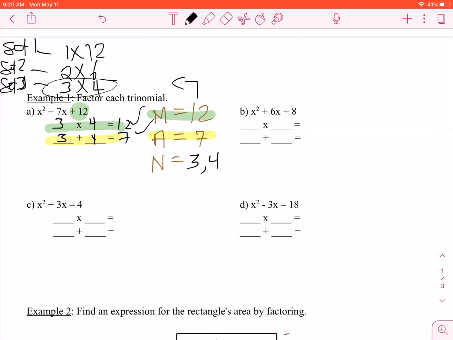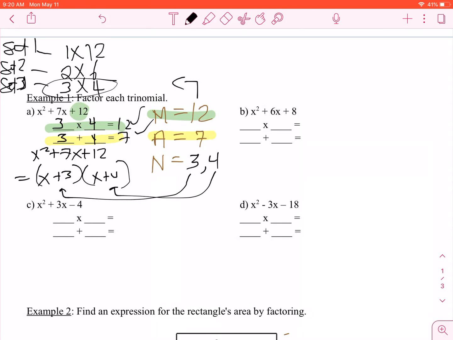Okay, so now we got to put it into the skeleton. Okay, so we start with x squared plus 7x plus 12. We're going to put 2 binomial brackets. We always said they both start with x because it's simple. We're going to take these numbers and just insert. Okay? What do you think? Not bad?